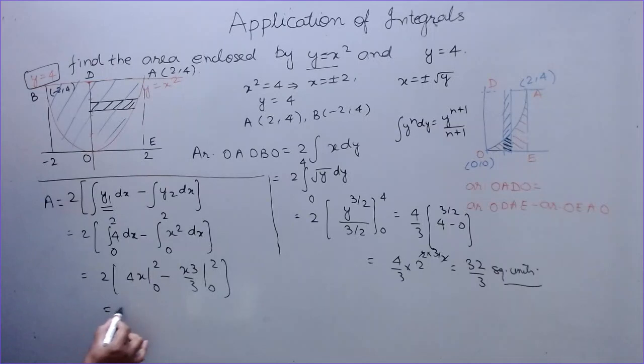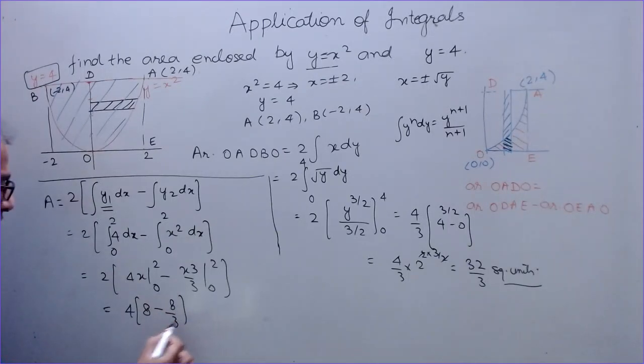So calculate this. This is 4 into 2, 8 minus 8 by 3. So this is the answer that you will be getting, which is equal to 32 by 3 square units. So either way you will be getting the same answer.